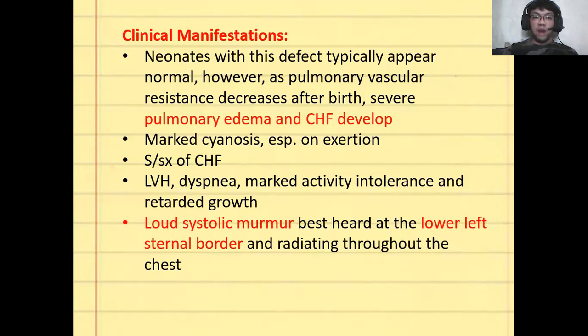The clinical manifestations of this disorder: neonates with this defect typically appear normal. However, as pulmonary vascular resistance decreases after birth, severe pulmonary edema and congestive heart failure develop. There will be marked cyanosis, especially on exertion later on, as pulmonary vascular resistance decreases. Signs and symptoms of heart failure may also be present, such as left ventricular hypertrophy, dyspnea, marked activity intolerance, and retarded growth.